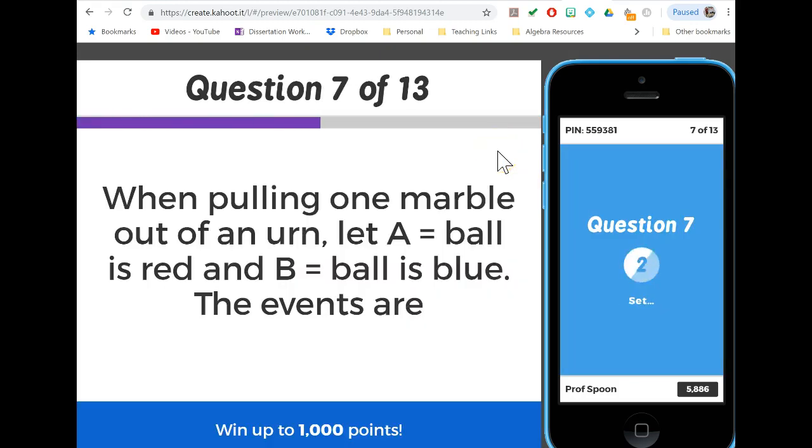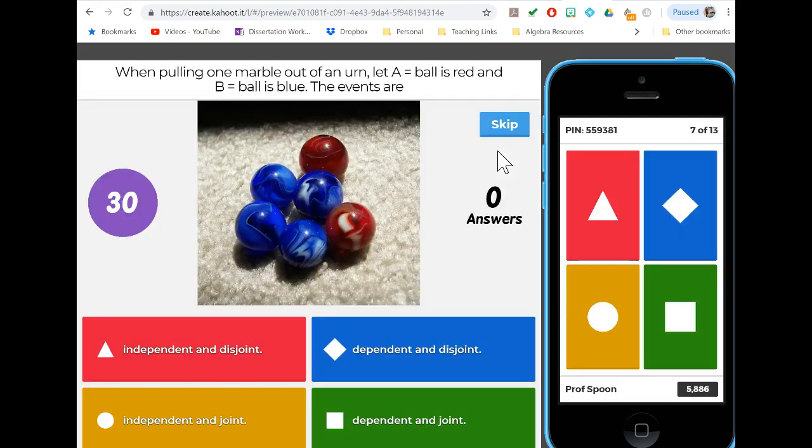So pulling a marble out of an urn. Now, again, the most important thing here is the phenomena. We're only pulling one marble. So A is that it's red, B is that it's blue. The easiest thing first is to tackle joint or disjoint. Is it possible if I'm pulling one marble for the marble to be both red and blue? No. So we know that we're in disjoint land.